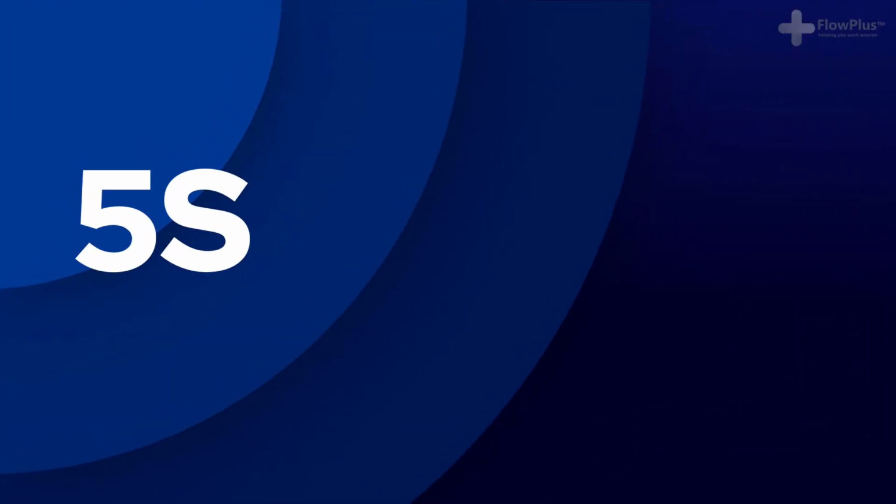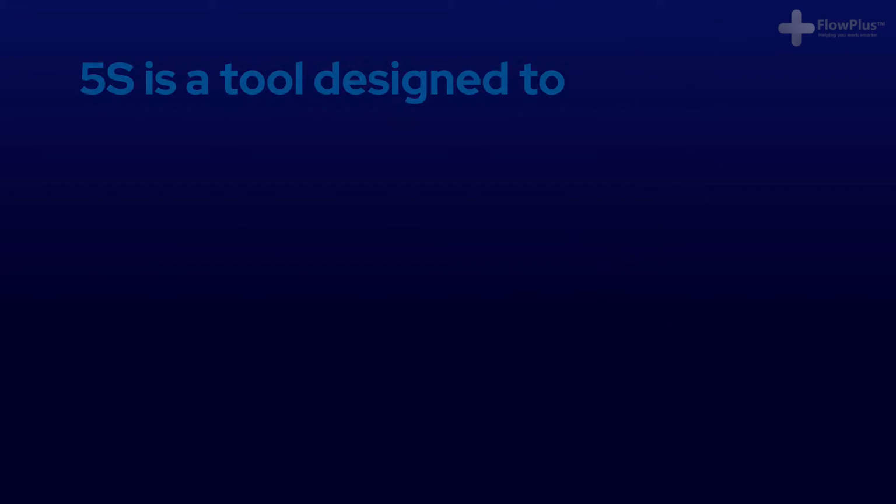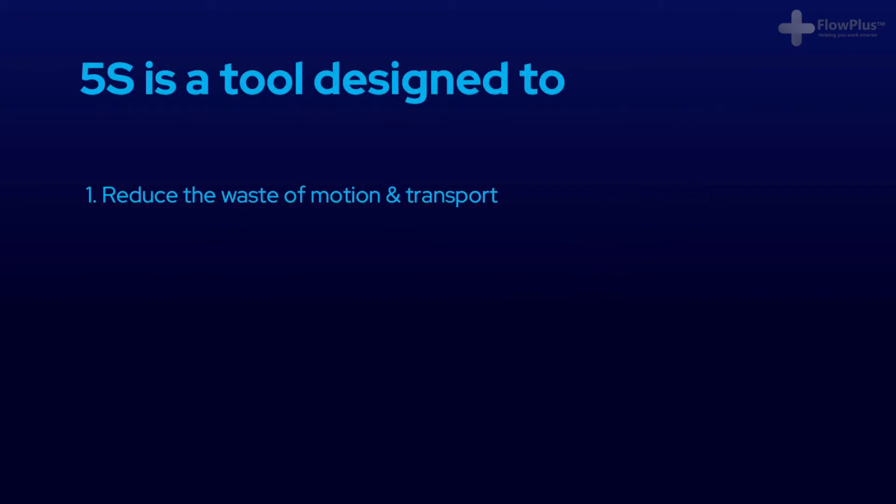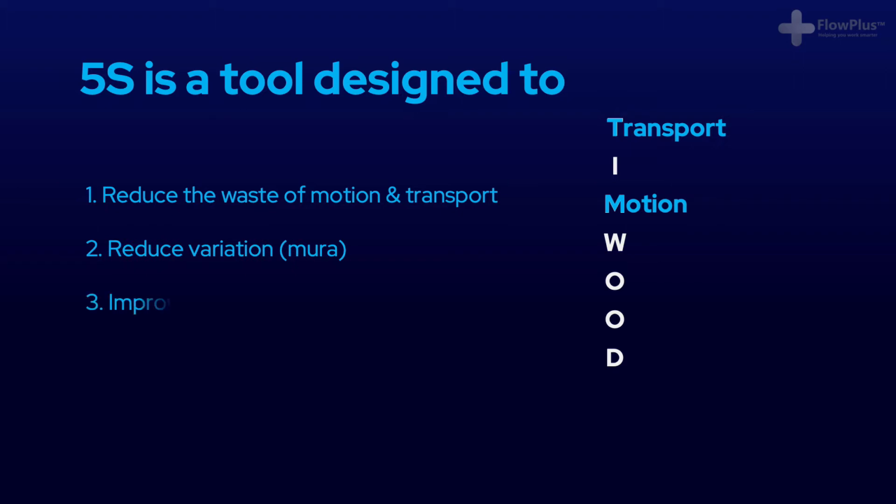5S is a specialist tool used to reduce the wastes of both motion and transport. It also helps reduce variation, Mura, and improves productivity. 5S is a tool that creates a work environment that is tailored to the operator's needs, with minimal travel time, less time spent searching and looking for tools, and with less clutter and mess in the way, creating a productive workspace that reduces mistakes and is inherently safe.